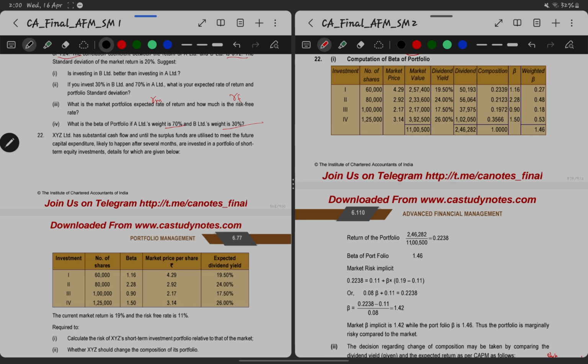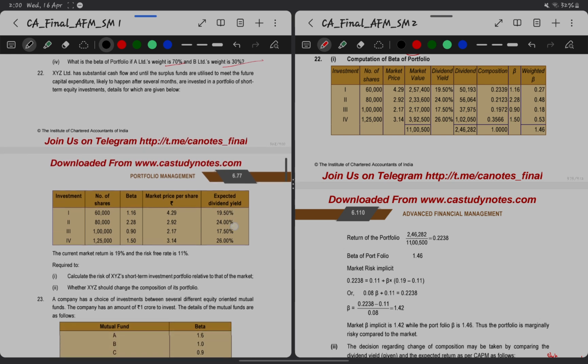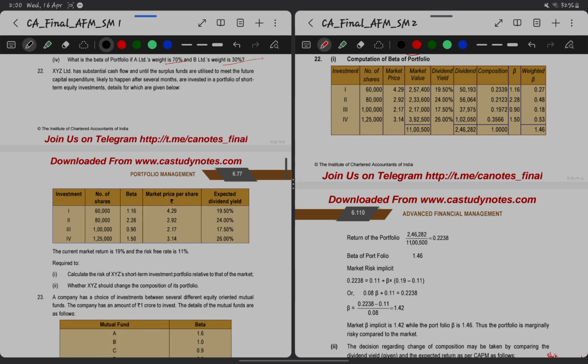XYZ Limited has substantial cash flow, and until the surplus funds are utilized to meet the future capital expenditure, likely to happen after several months, they are invested in a portfolio of short-term equity investments, details of which are given below. Now investments 1, 2, 3 and 4 and the number of shares are given. Beta is given, along with market price per share and expected dividend yield. The current market return is 19% and the risk-free return is 11%.